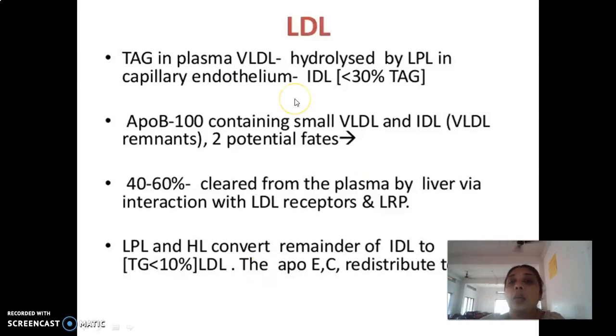And how is the TG metabolized? The VLDL is hydrolyzed by lipoprotein lipase, and it releases its contents to the adipose tissue, the skeletal muscles, the surrounding tissues, etc. So the molecular weight decreases because TG is getting released.